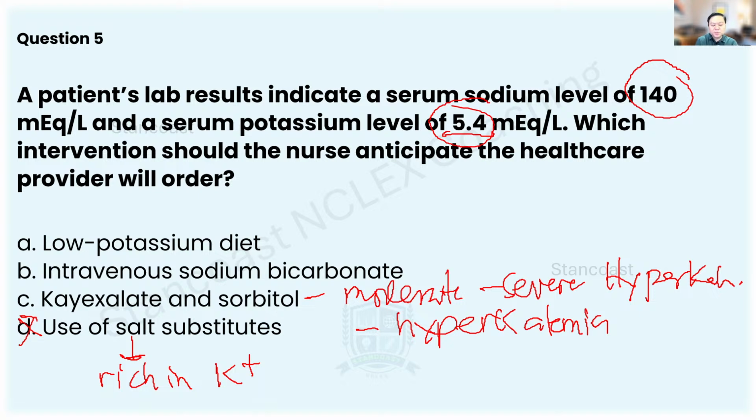Our patient's potassium level is not that high. It is a mild form of hyperkalemia. And so the letter A will be the best choice this time. Low potassium diet is the correct answer. This is appropriate for this patient. This low potassium diet can manage the mild hyperkalemia. We are going to restrict their intake of high potassium containing food items. All right.